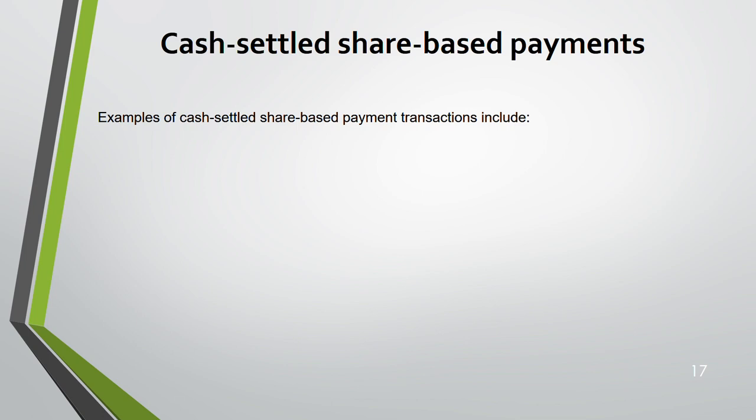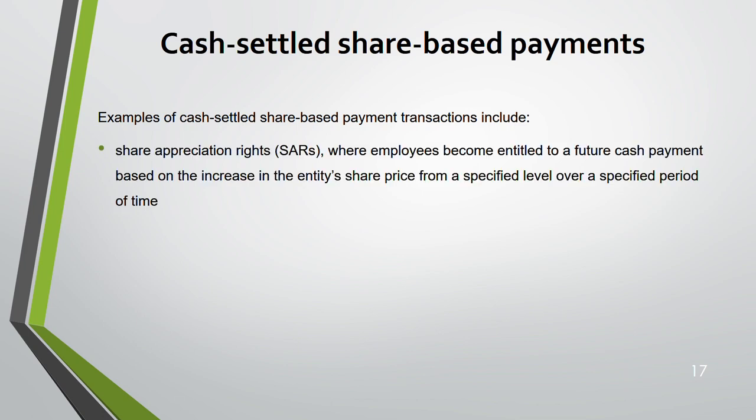Cash settled share based payment. Examples of cash settled share based payment. SAR. SAR stands for share appreciation right. Whenever you see this term, SAR, know that it's a cash settled share based payment. Share appreciation right means where employees become entitled to future cash payment because of the entity's increase in share price from one level to another over a period of time.